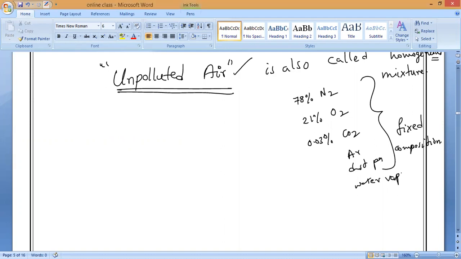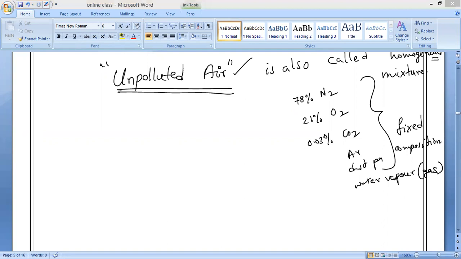Please remember all of you, in the form of gas. Is it okay? Yes, sir. Vapor. So these all are called homogeneous mixtures only. Unpolluted air is also called a homogeneous mixture. Air is also called a mixture of gases. So that is what is called a solution only. So if we take an example of solution, anybody can tell what is an example of solutions, everyone?